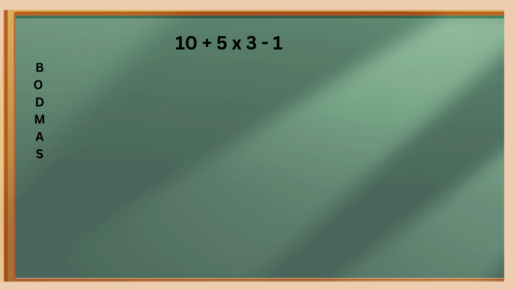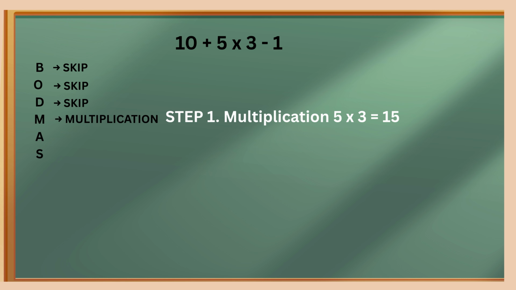Now let us solve it by the BODMAS rule. So we'll skip B, we'll skip O, we'll skip D. So we'll do multiplication first. 5 into 3 equals 15. The expression becomes 10 plus 15 minus 1.